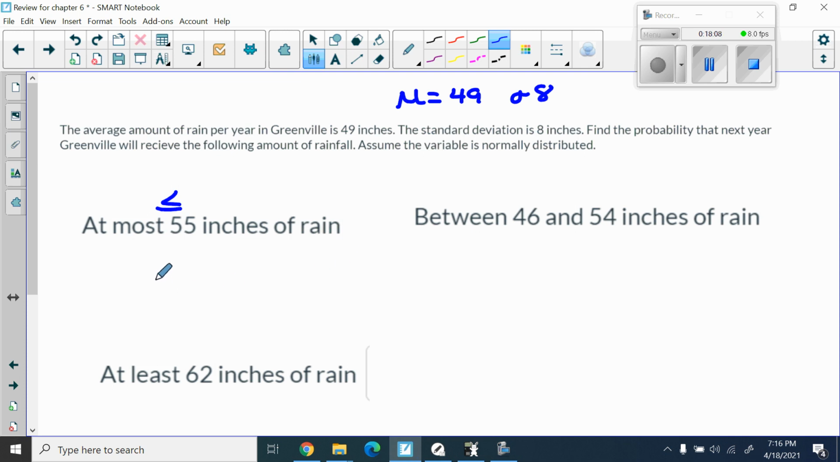So first thing I'm going to do is find the z-score. So it's 55 minus 49 divided by 8. And that's going to be 0.75. This is going to be our upper bound because it's at most, right? So less than or equal to.